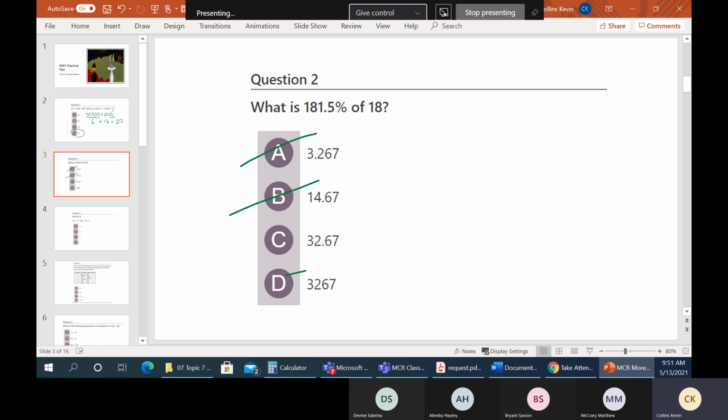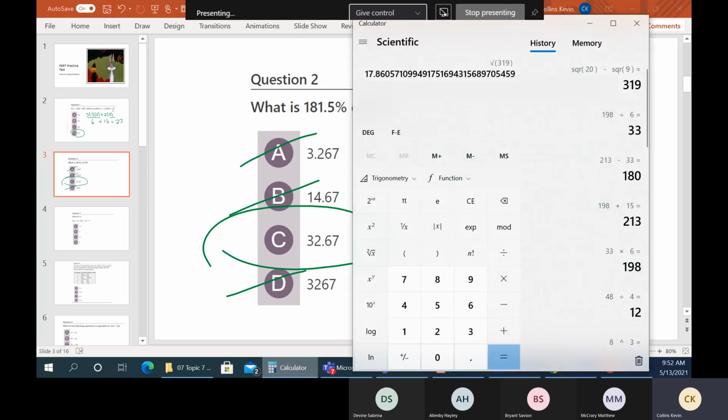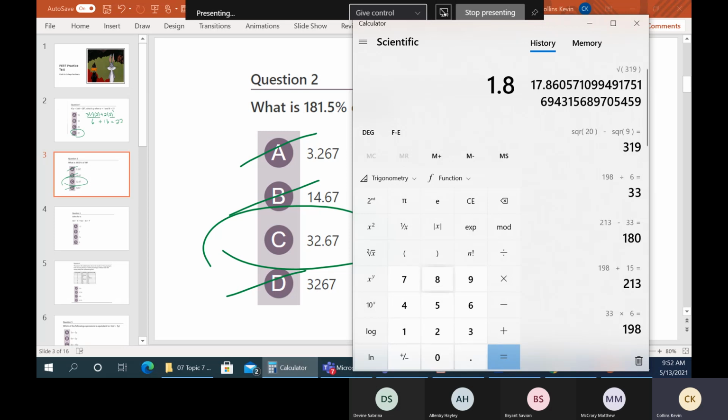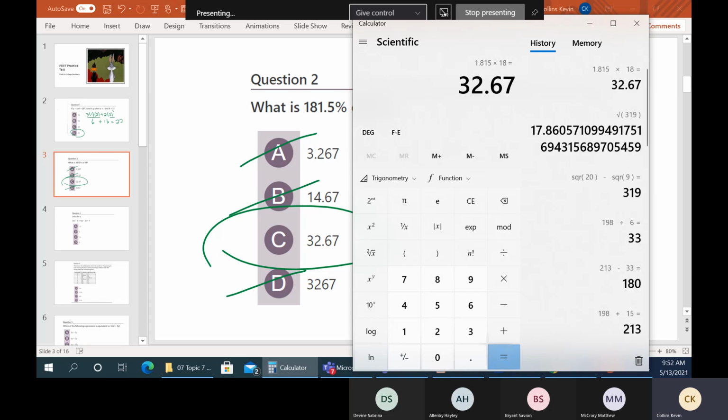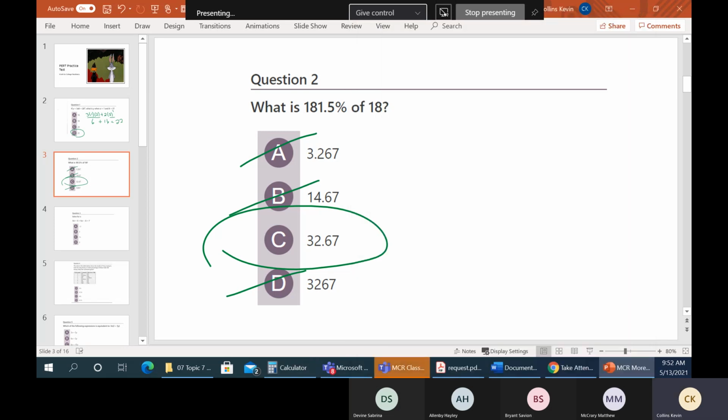So this guy's way too big. They just forgot the decimal point. So good answer. But if you wanted to do it on the calculator, 181.5% to do percent, you would just divide by 100. So it'd be 1.815 times 18. So we do 1.815 times 18. And there's our guy. Good.